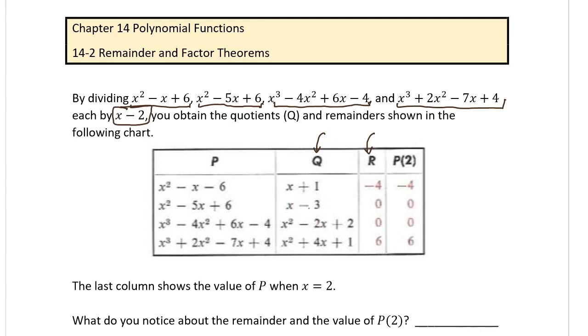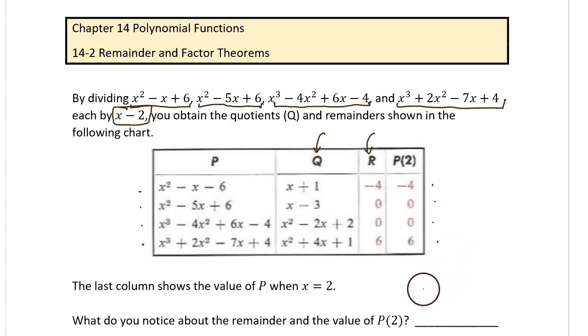The last column of this chart shows the value of the polynomial when x equals 2. That is, if you take each of these polynomials and substitute 2 in place of x and work out the answer, it makes the number shown in the last column. So like on this first one, when you input 2, the answer turns out to be -4. On this second one, when you input a 2 and work it out, the answer turns out to be 0, and so on for the 4 rows.